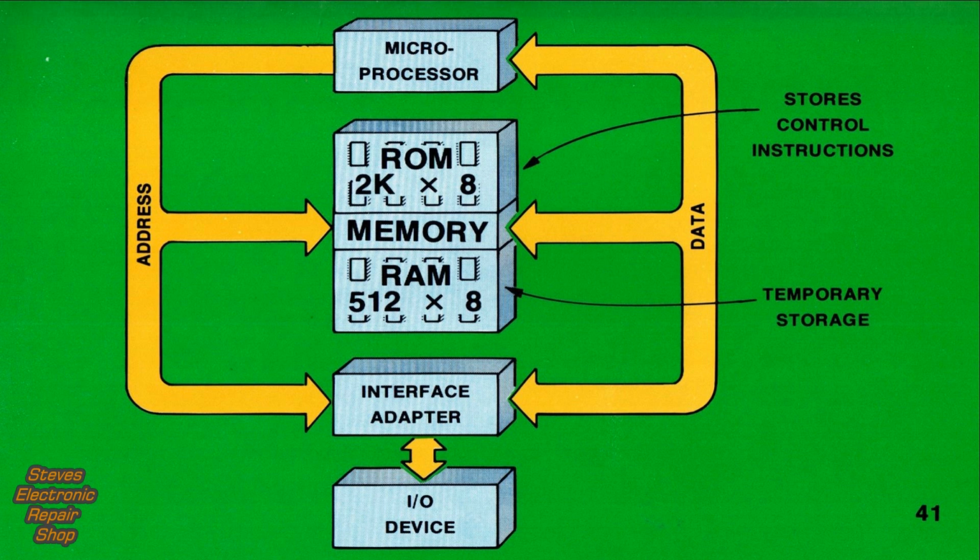Frame 41. Here we see how memory is arranged in a hypothetical microcomputer. The memory shown in the center contains both ROM and RAM devices. We have a 2K by 8 section of ROM and a 512 by 8 section of RAM. This gives us a memory with an 8-bit word. The non-volatile ROM stores the microprocessor control instructions, called the monitor program. RAM is the temporary storage section where user programs and data are stored. So when you load a program into the microcomputer, it's stored in RAM.